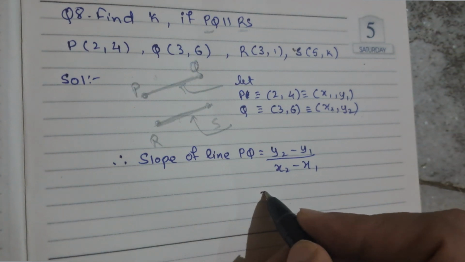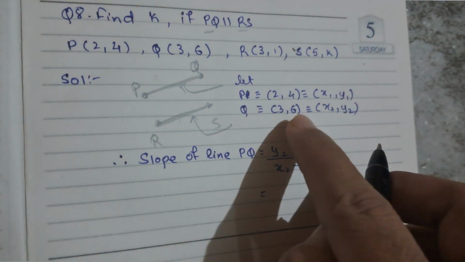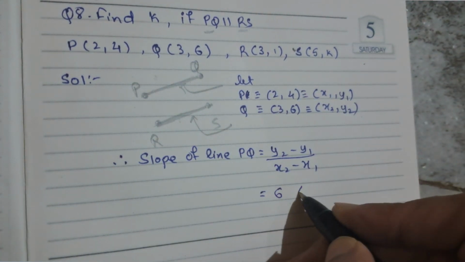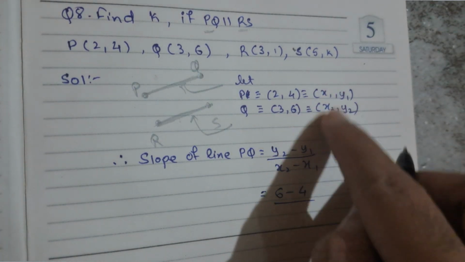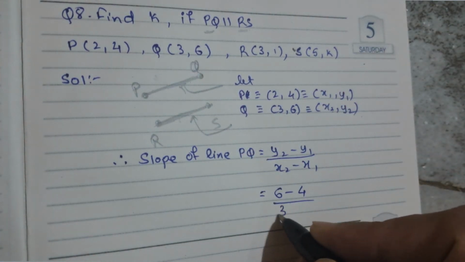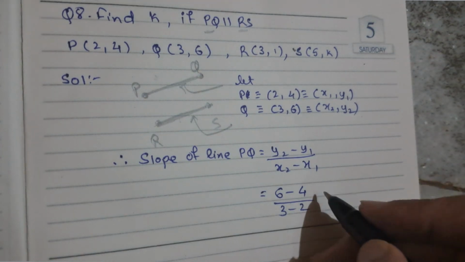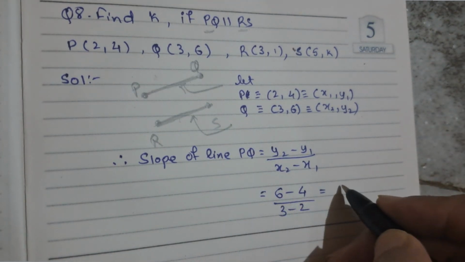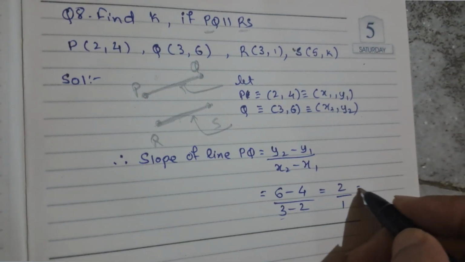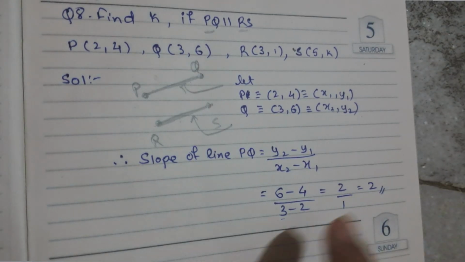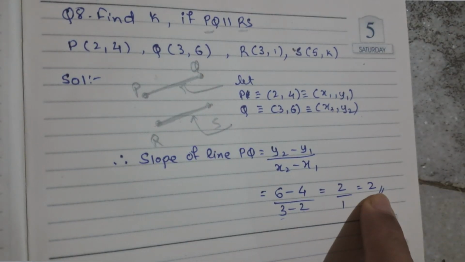So let's do a minus of both these numbers. y2, y1 is 6 and 4, so 6 minus 4. And the next pair is x2, x1, that is 3 and 2, so 3 minus 2. So this will be nothing else but 6 minus 4 is 2, 3 minus 2 is 1. So 2 upon 1 is nothing else but 2. So I will just leave it over here, and then I will go to the next pair.